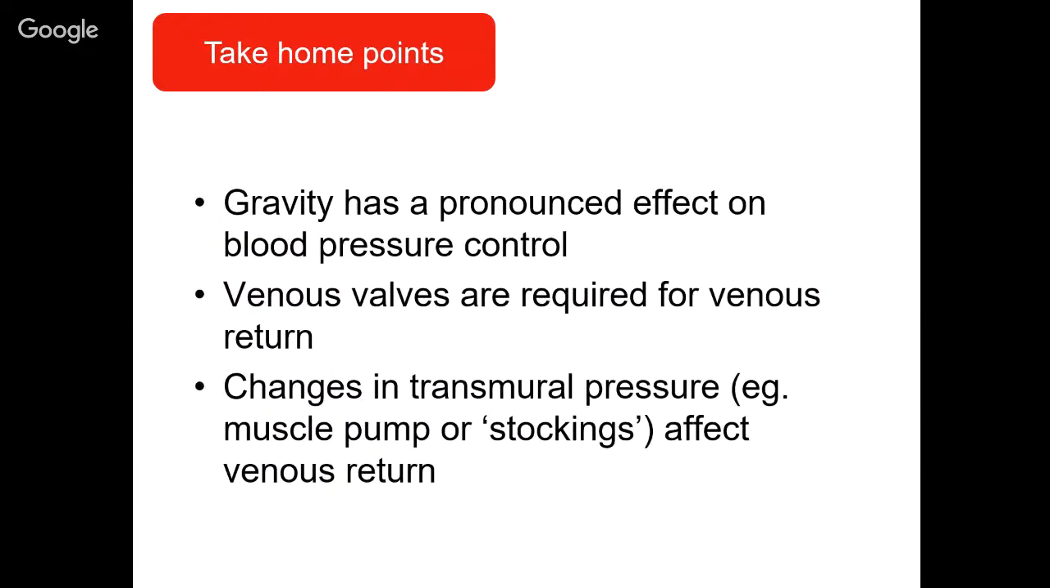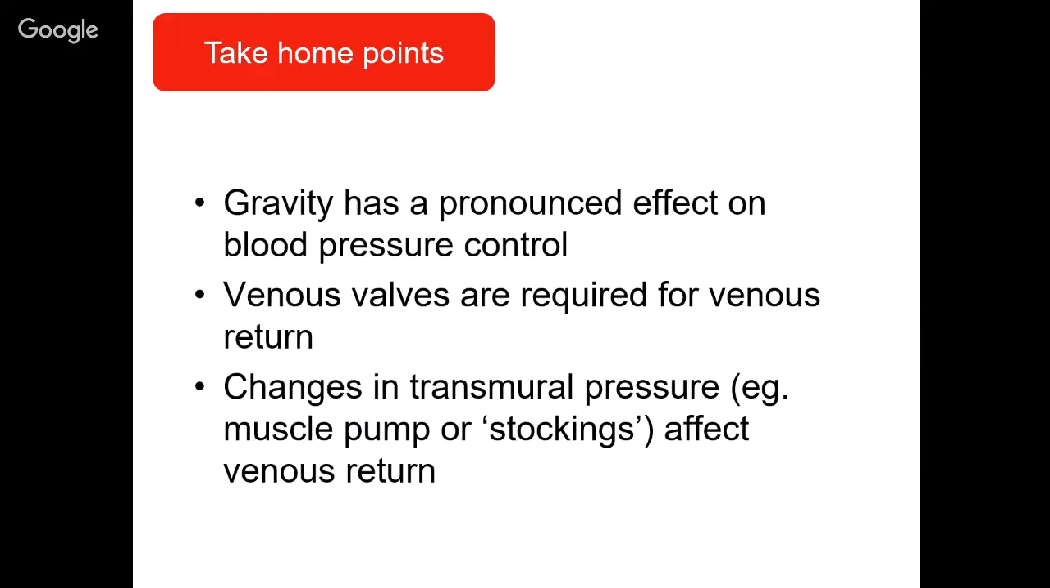Okay, so a few take-home points here. Gravity absolutely has a pronounced effect on blood pressure control. Space travel and stuff are pretty neat ways to look at this, but even just the effects of changing posture on Earth can affect it. Venous valves are absolutely required. They're not just a neat thing that works with the skeletal muscle pump. We actually couldn't have circulation without them when we're in the upright position.